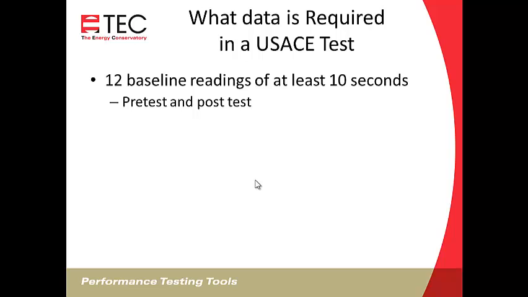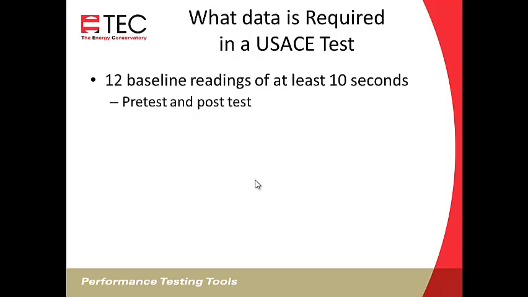If you choose Army Corps test in the software, it'll choose some default baseline periods of record and default fan on periods of record, but those are adjustable. So if you're testing to other standards that have different requirements, you can adjust those. It requires 12 baseline readings of at least 10 seconds each, and we do that by taking a 120-second baseline period of record, and then in the report it's broken out as 12 readings of 10 seconds each.